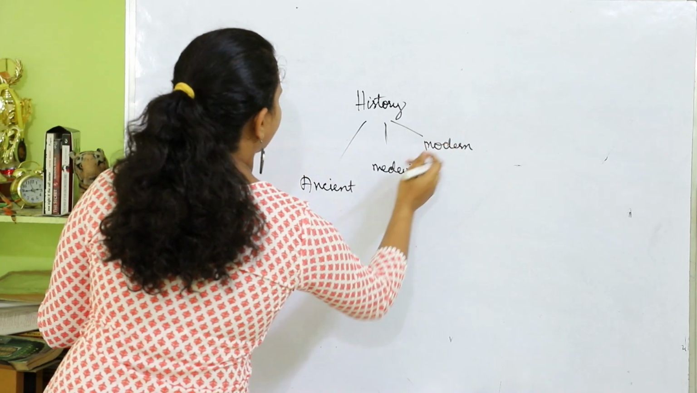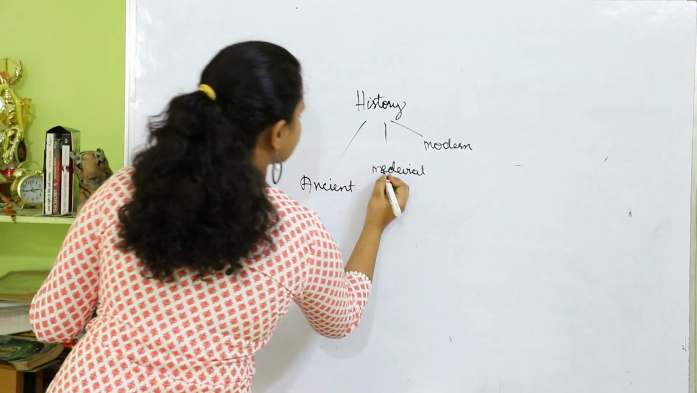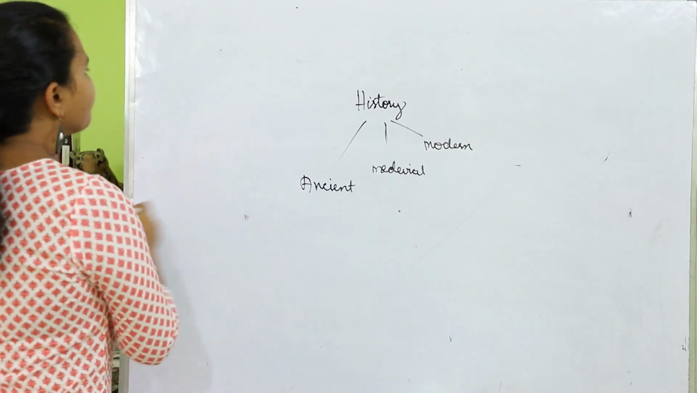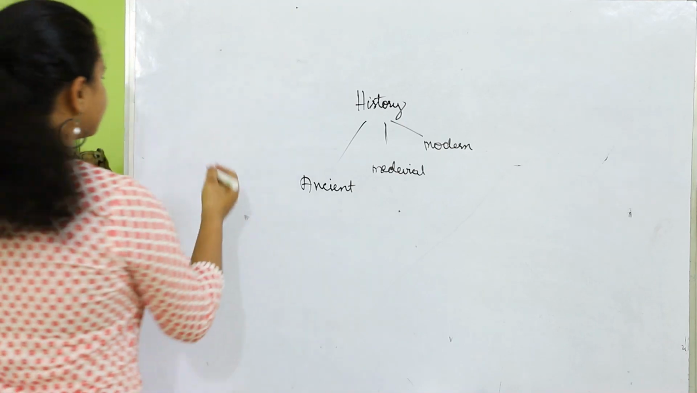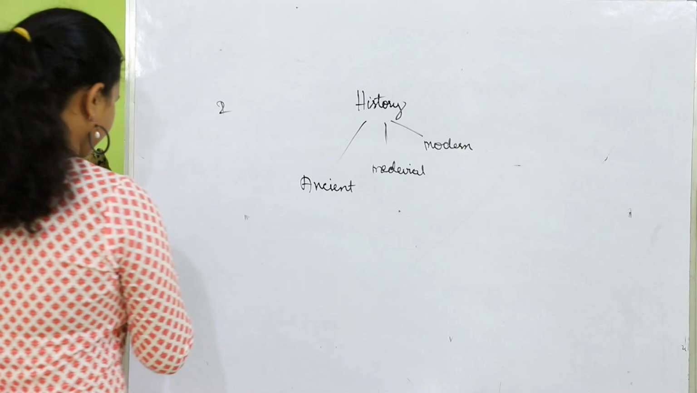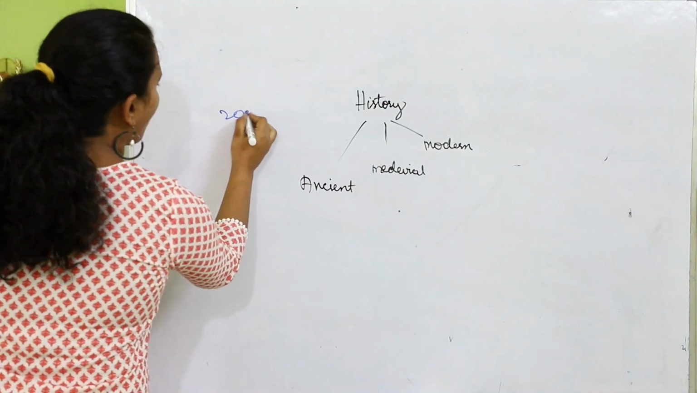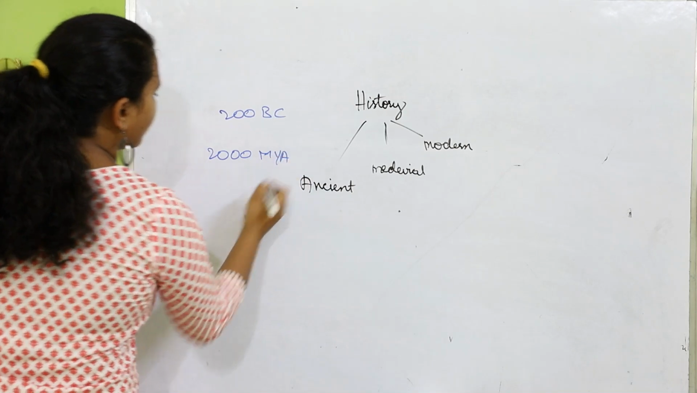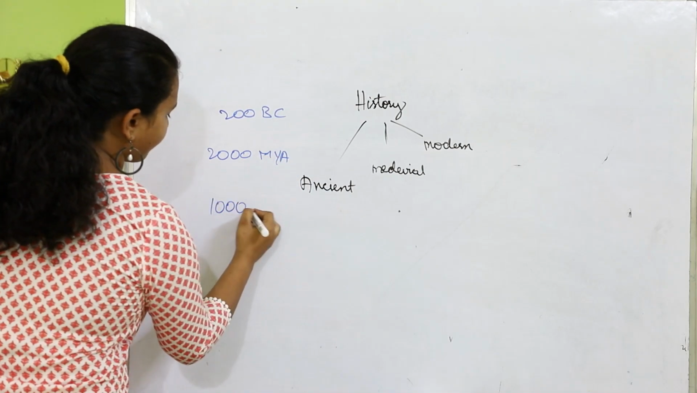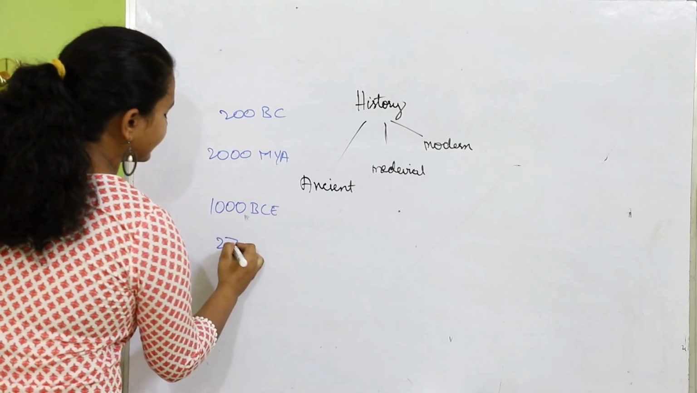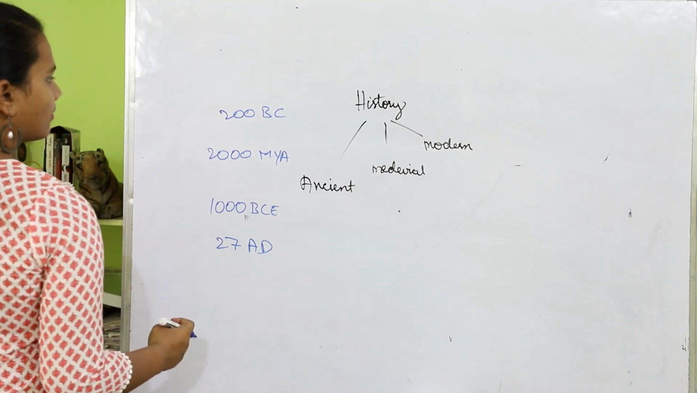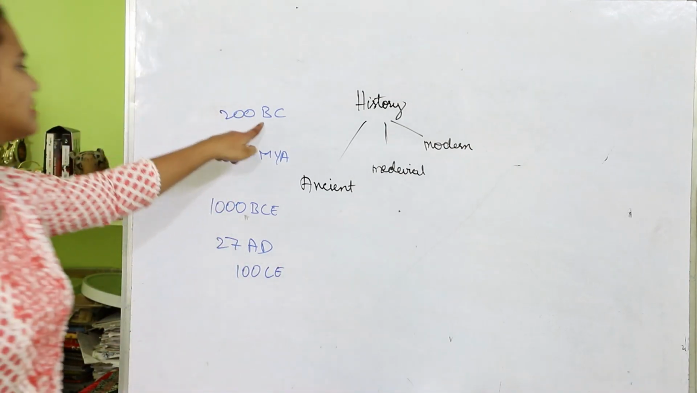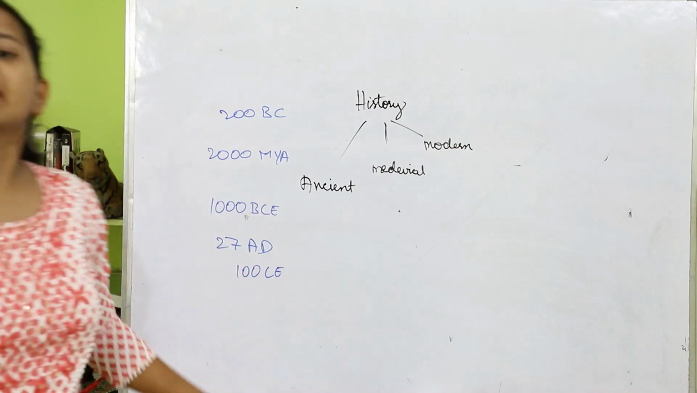Okay. Till here it's okay, ancient history, medieval history and modern history. But guys, when we are studying history, we might come across a few dates with words like BC, BCE or AD. We might come across 200 BC, or 2000 MYA, or 1000 BCE, or 27 AD, right? Or we might also hear something like 100 CE. Then what does all this mean: what is BC, what is MYA, AD, CE? Okay, in this video let's learn about this.